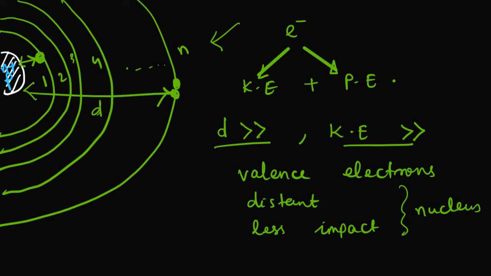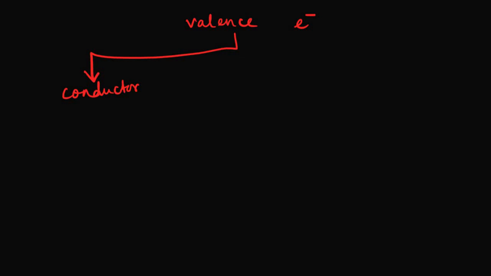Before that, I want to tell you how we designate conductors, semiconductors and insulators in terms of that. Now see, as we have defined valence electrons, which are available in the outermost orbit, we designate materials into three categories: conductor, semiconductor, insulator.